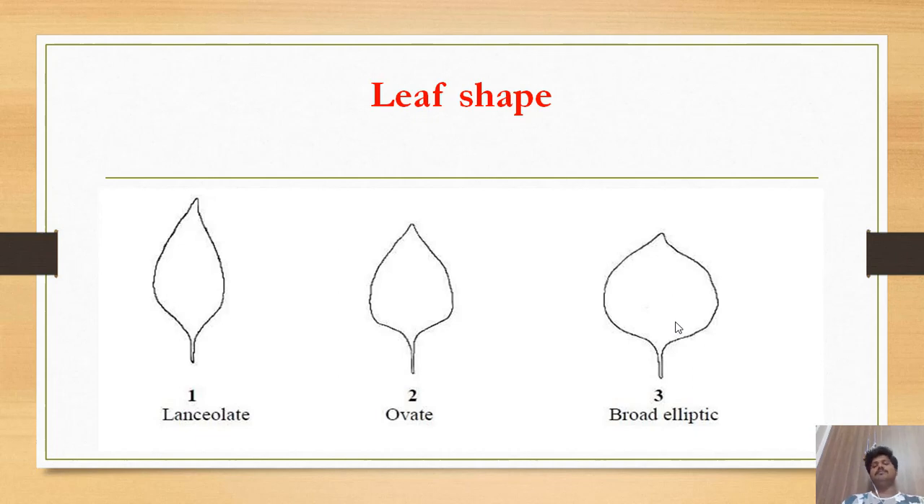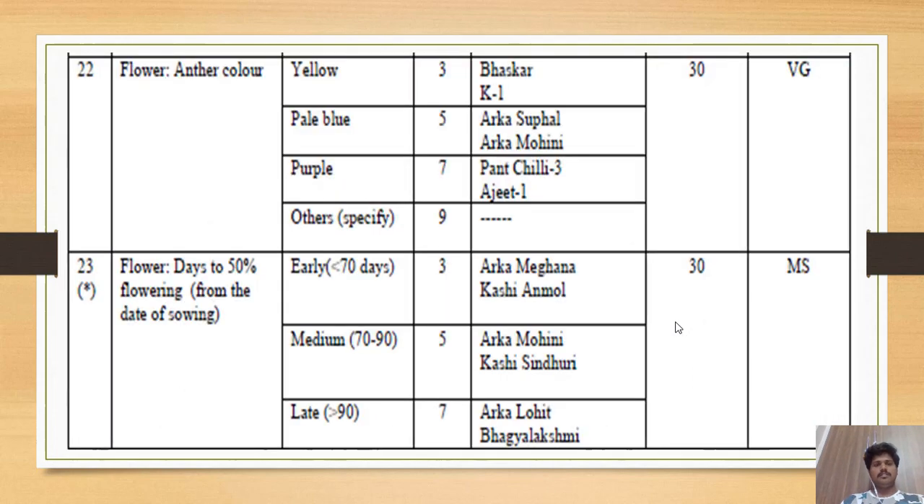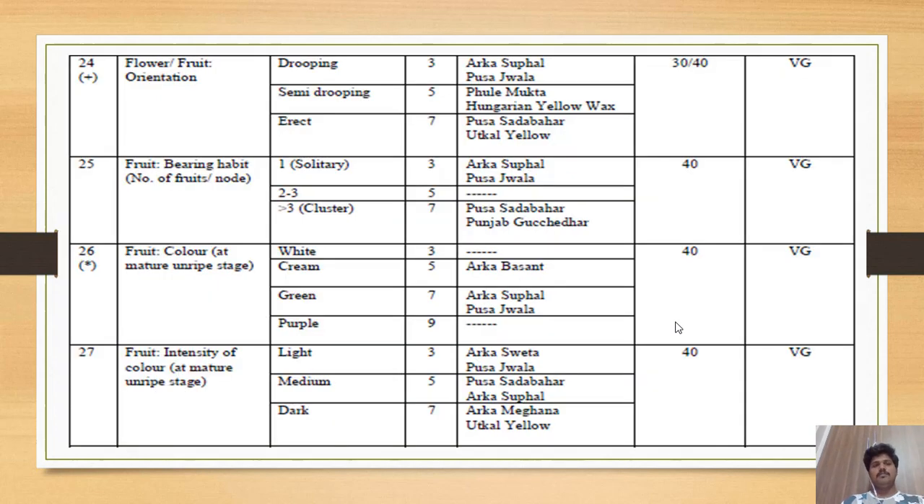So again, if you look for leaf shape, lanceolate is the most commonly observed chili type. If you look in the fields, the first type is most observed. Then there are other types as well. The second one is ovate, and the third one is broad elliptical. Then anther color. So we look for n number of characters to differentiate one from the others, so that we assure it and we make it unique from the rest of them. That's how DUS testing works.